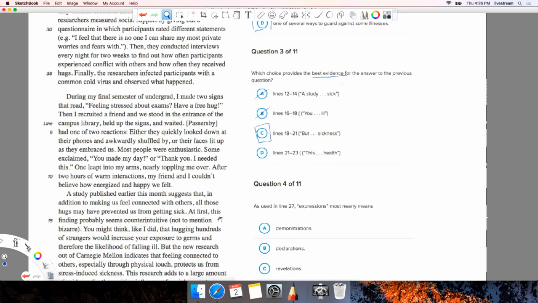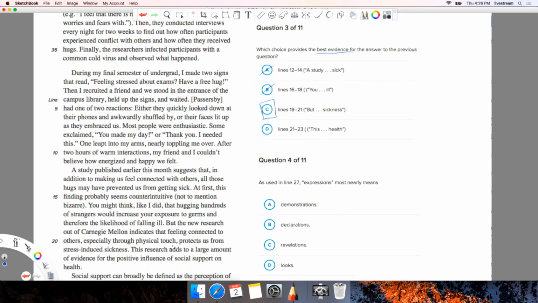And then D is 21 to 23. This research adds to a large amount of evidence here. And again, that is not as strong as the evidence presented here that we're citing from Carnegie Mellon. So that one is out as well. Okay, so now we've done some command of evidence. Now let's take a look at a words in context question, and that'll be the last practice problem we do together before we move on to a few other things.